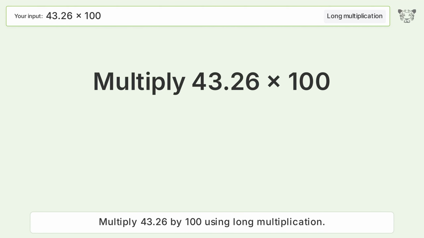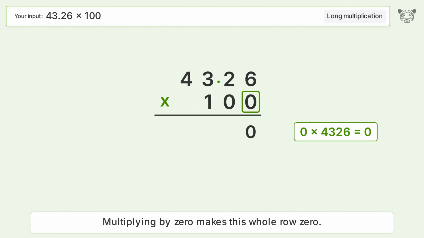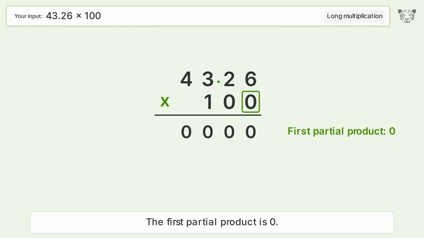Multiply 43.26 by 100 using long multiplication. Start with the ones digit, 0. Multiplying by 0 makes this whole row 0. The first partial product is 0.